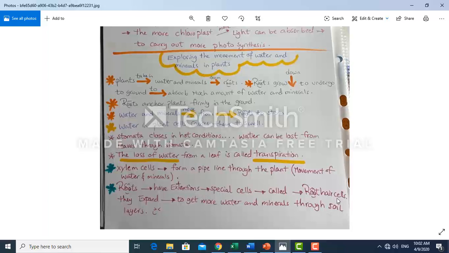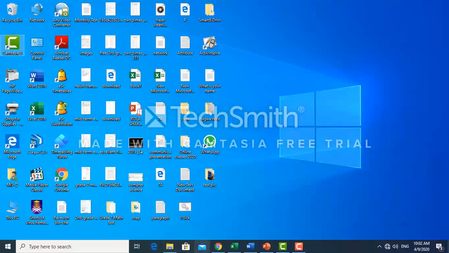they call them root hair cells. They are extensions, specialized cells. That means they have a specific task to do, a specific function. These are called root hair cells. They are specialized cells. What do they do? They expand further into the soil to get more water and more minerals through the soil layers. Okay.